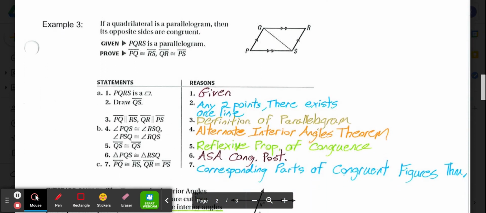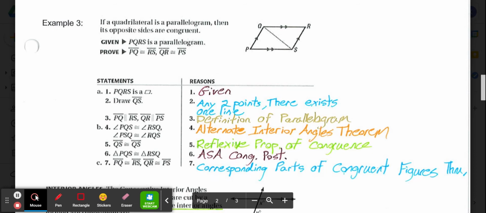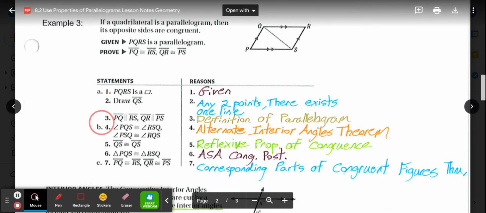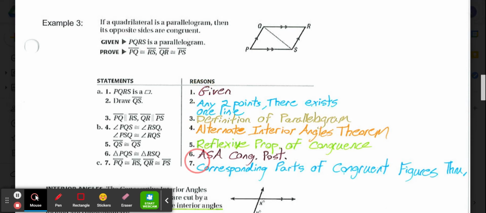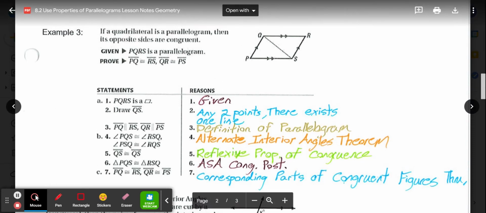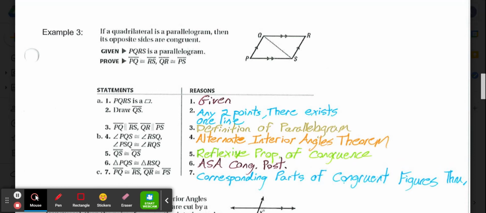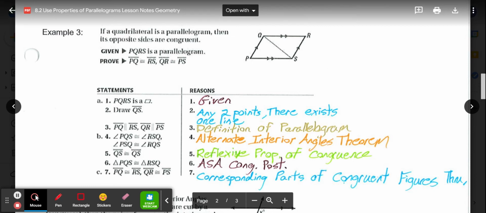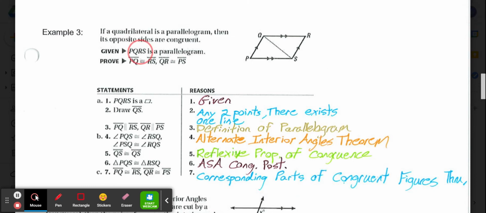Now, example 3 is a proof, obviously. These statements have already been filled in. What we need to fill in as we go are the reasons or justifications for those statements. So in this case, it says, if a quadrilateral is a parallelogram, then its opposite sides are congruent. So that's what we're trying to prove. So we're trying to prove one of our previous theorems. They gave us the info that PQRS is a parallelogram. They want us to prove the opposite sides are congruent.